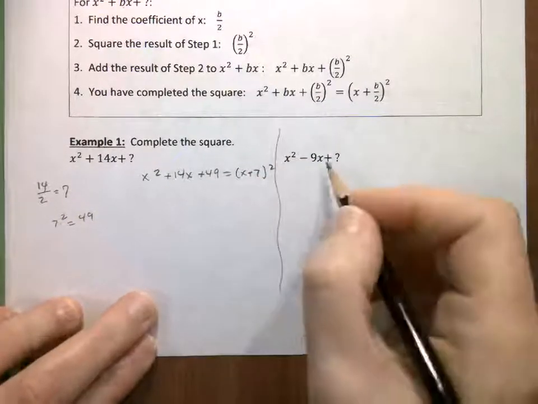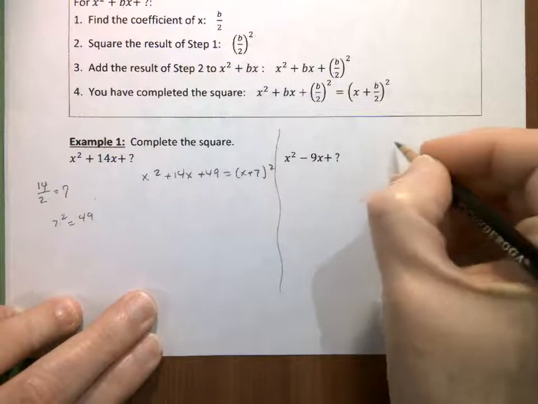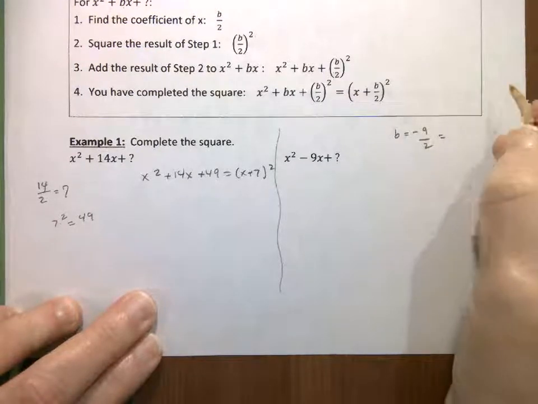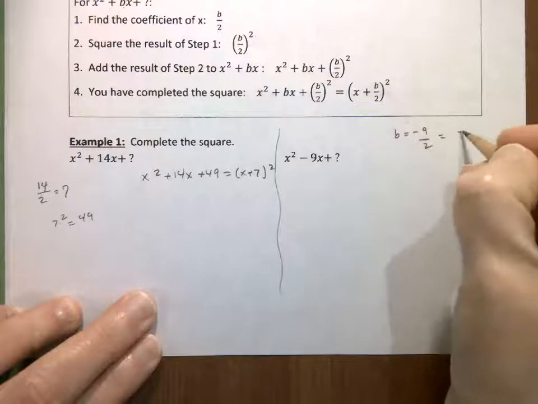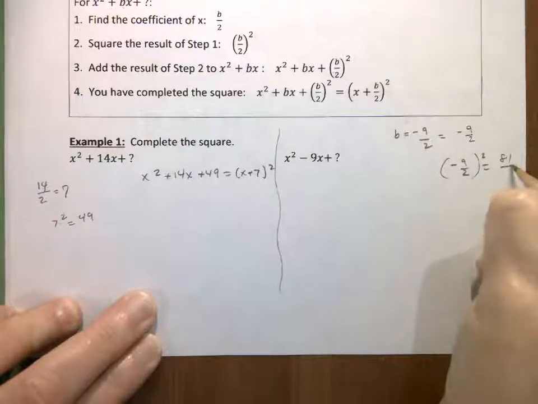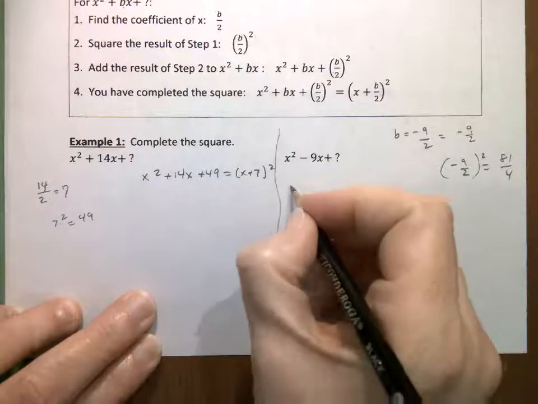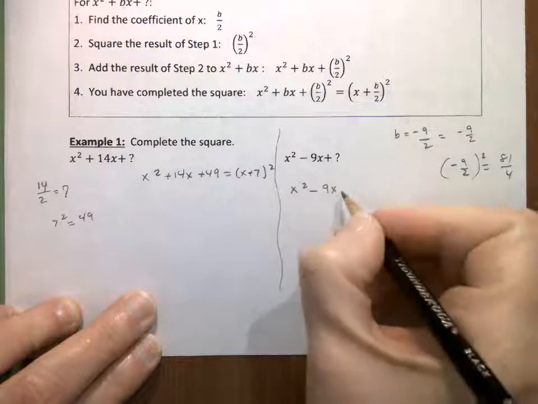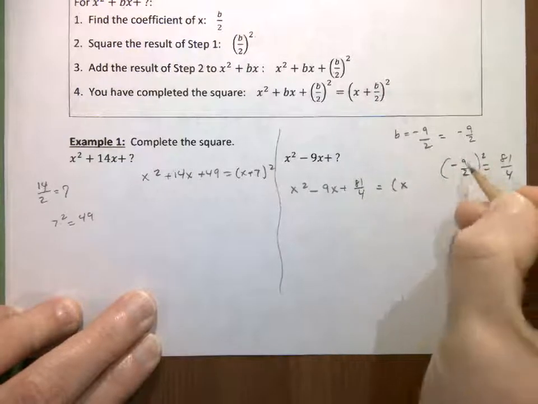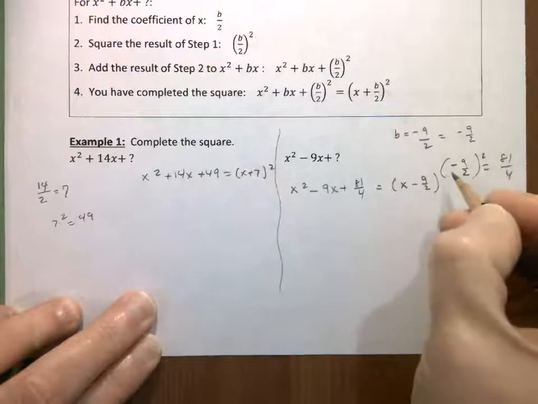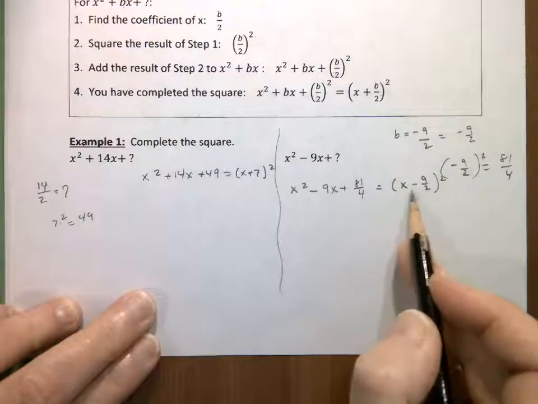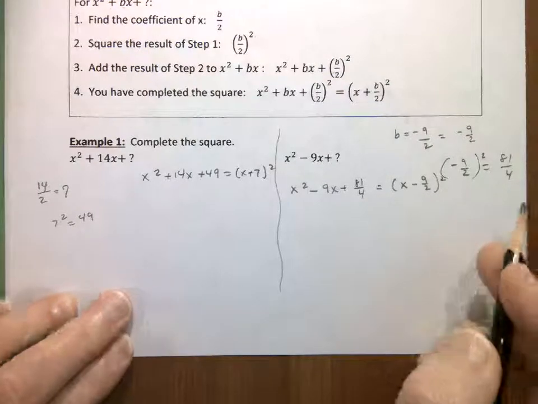If I look at this one, I have 9, so let's write it over here instead. So I have b is equal to negative 9. So negative 9 divided by 2 becomes negative 9 halves. And if I square that, I end up with 81 over 4. So I'm going to write x squared minus 9x plus 81 over 4. And that's going to be equal to x, and then I just take whatever I had before I squared it, x minus 9 over 2 squared. And you're looking at this going, what? We don't worry about this so much. We're more concerned with this, and then we're going to end up solving for x.